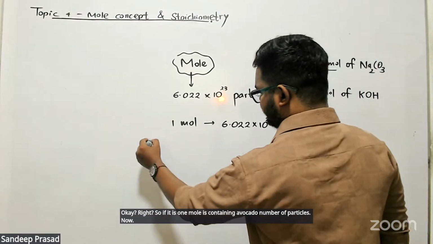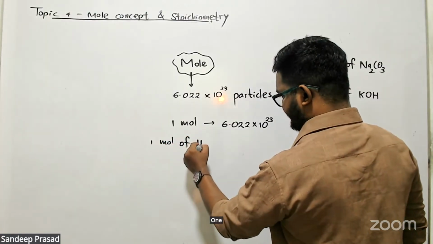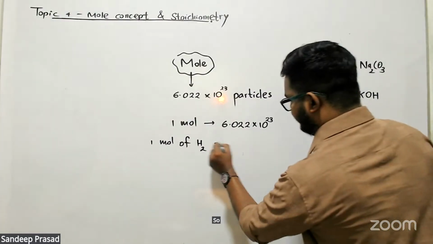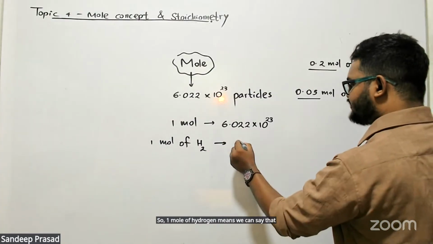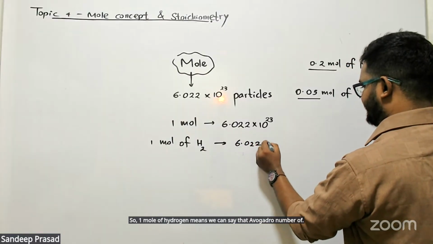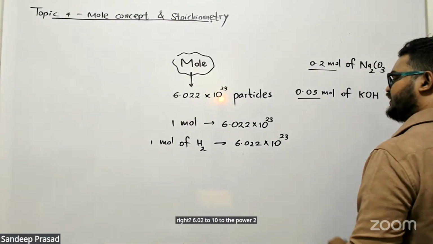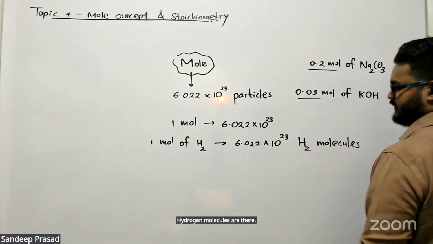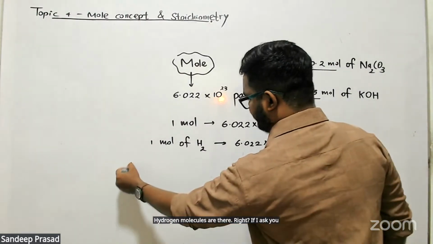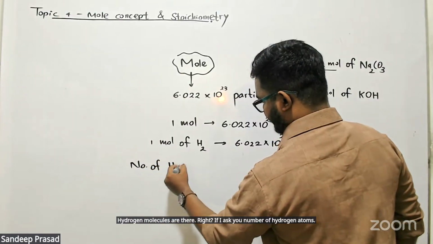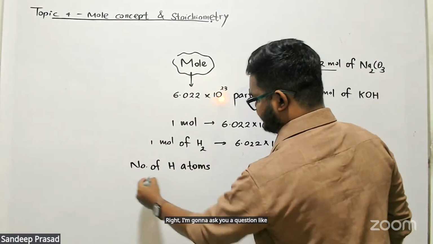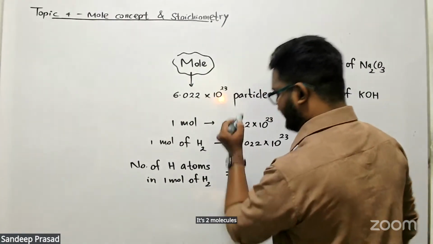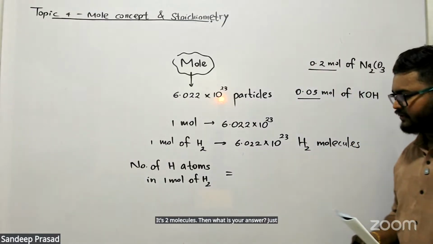Now just imagine 1 mole of hydrogen. What does mean by 1 mole of hydrogen? 1 mole of hydrogen means Avogadro number, 6.022 × 10^23, of hydrogen molecules are there. If I ask you the number of hydrogen atoms in 1 mole of H2 molecules, then what is your answer? Just think and tell.